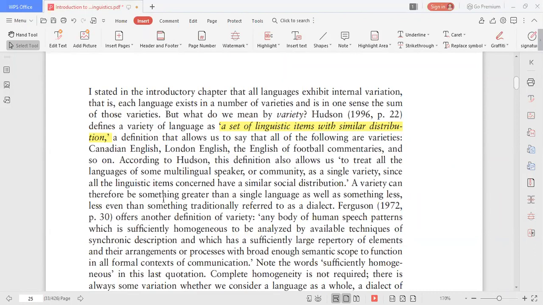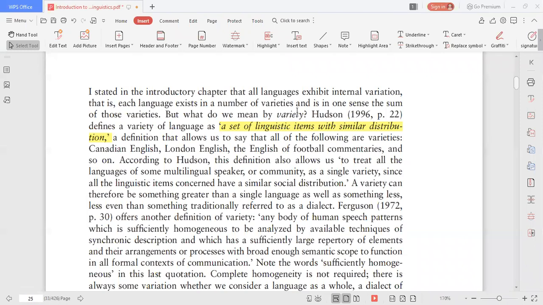Do you get the point of what I'm saying? Yes, sir. Are you confused? Yes, sir. Okay, thank you. I will make it simple for you.